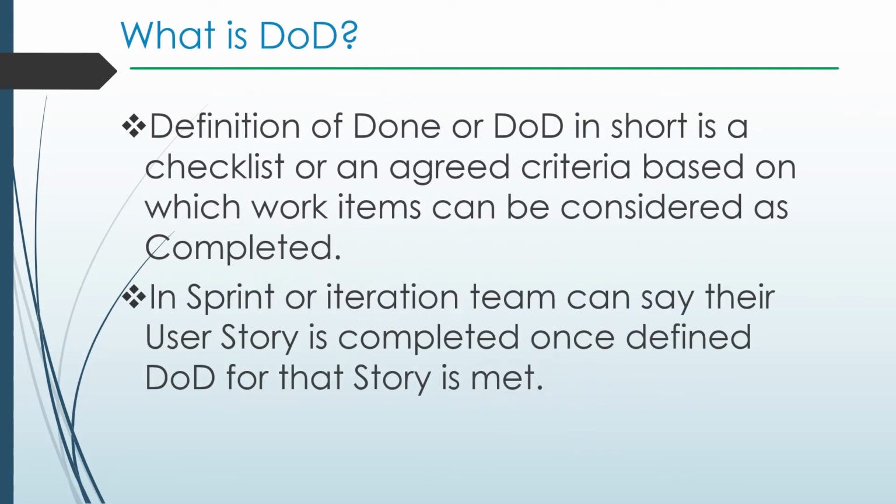So, what is DoD or a definition of done? Definition of done, or DoD in short, is basically a checklist or an agreed criteria based on which we can say these work items can be marked as completed. So it's basically a checklist for the team to ensure that whenever they are saying something is done, that means it is done on the basis of the checklist. In a sprint or iteration, a team can say their user story is completed once the defined DoD for that particular user story is met. So this is how we can define a definition of done in Scrum.